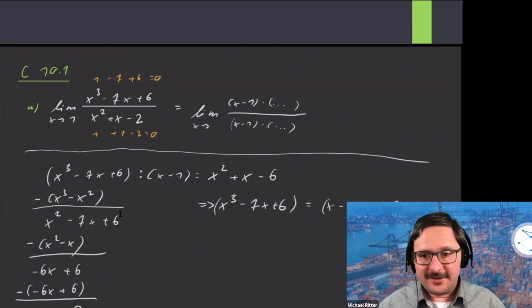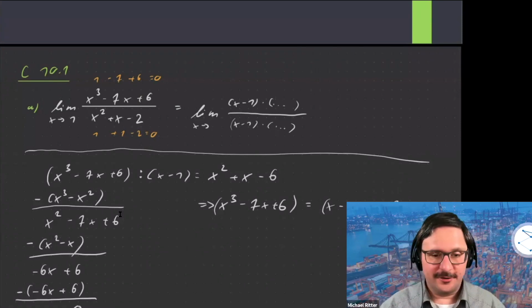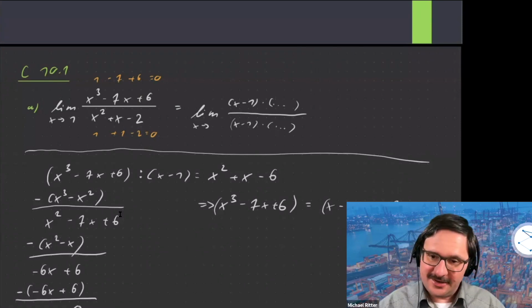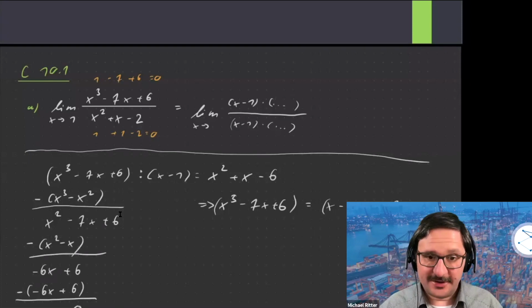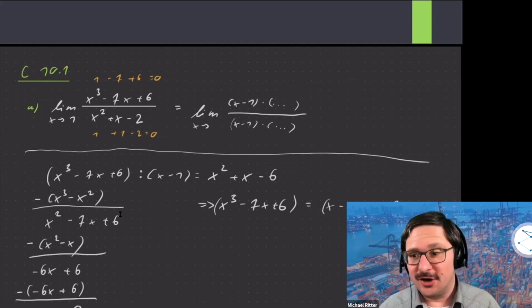For two reasons. First and foremost, I'd like to demonstrate these other methods to you because at some point it might be necessary to use them if L'Hopital's rule doesn't work for some reason. But maybe these methods still will work. So it's necessary to know about these. And on the other hand, we have not even discussed differentiation yet. So we don't officially know what L'Hopital's rule is.